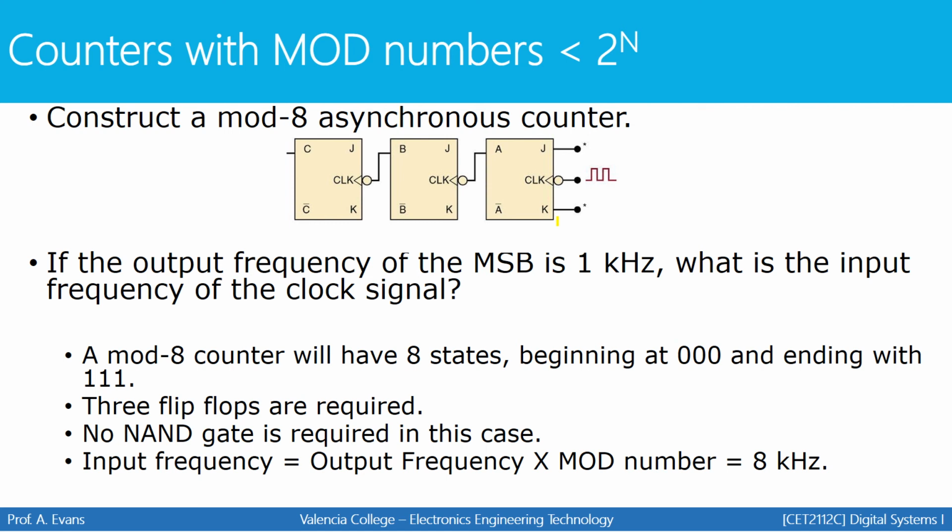Once you rearrange that equation, you'll see that the input frequency has to be 8 kilohertz if the output frequency is going to be 1 kilohertz. Remember that this is also a frequency divider. So if you have 3 flip-flops, that means you have a mod 8 counter, which means your output frequency is going to be 1/8 of your input frequency. And that is the end of the lecture on modifying the counters.